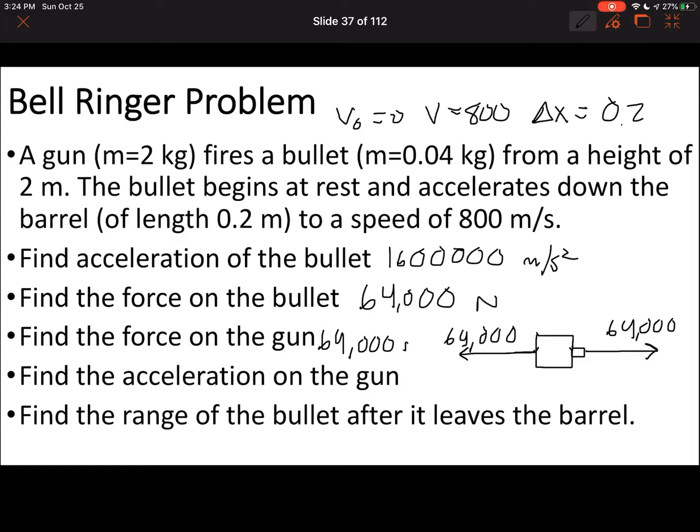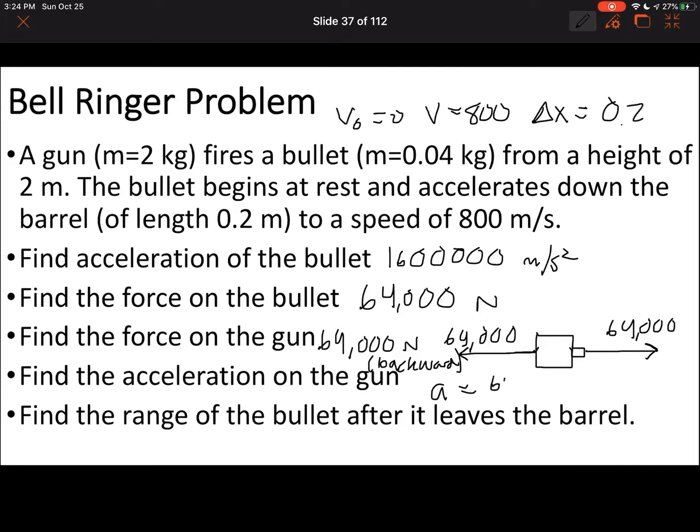So what is the force acting on the gun? It has to be the same, 64,000 newtons, but we could add the caveat that it is backwards compared to the forwards velocity of the bullet. You could have aimed the gun in whatever direction, but whatever direction the bullet travels, the gun's going to kick back in the opposite direction.